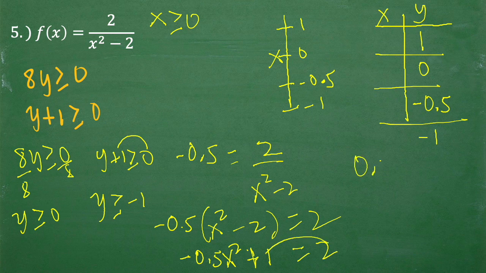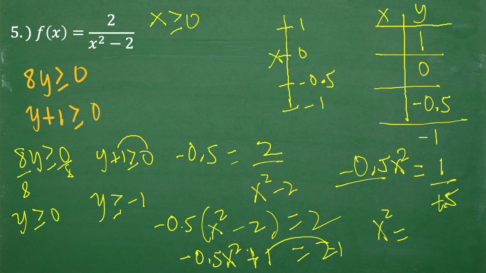We have negative 0.5 x squared equals 1, since 2 minus 1 is simply 1. And then divide both sides by a negative number, 0.5. And then x squared equals negative 1 over 0.5, which is an imaginary number. So 0.5 is also excluded. How about 1?